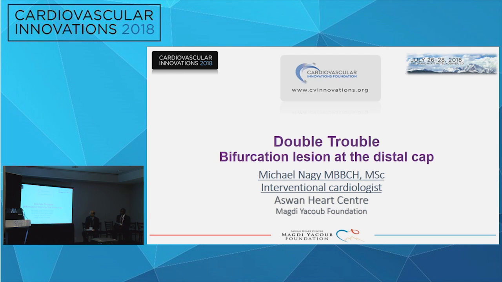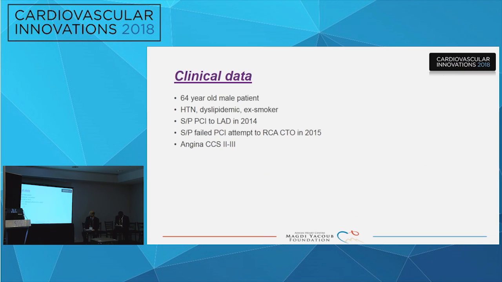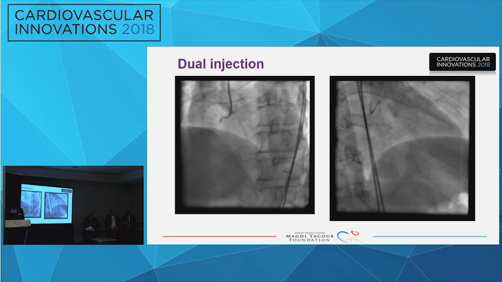Good afternoon, everyone. The case is entitled Double Trouble: Bifurcation Lesion at the Distal Cap. Clinical data: he's a male patient, 64 years old. He's hypertensive, dyslipidemic, and an ex-smoker. He underwent PCI to LAD in 2014, and he had a failed attempt of PCI to CTO RCA in 2015. And he was complaining of angina class 3.